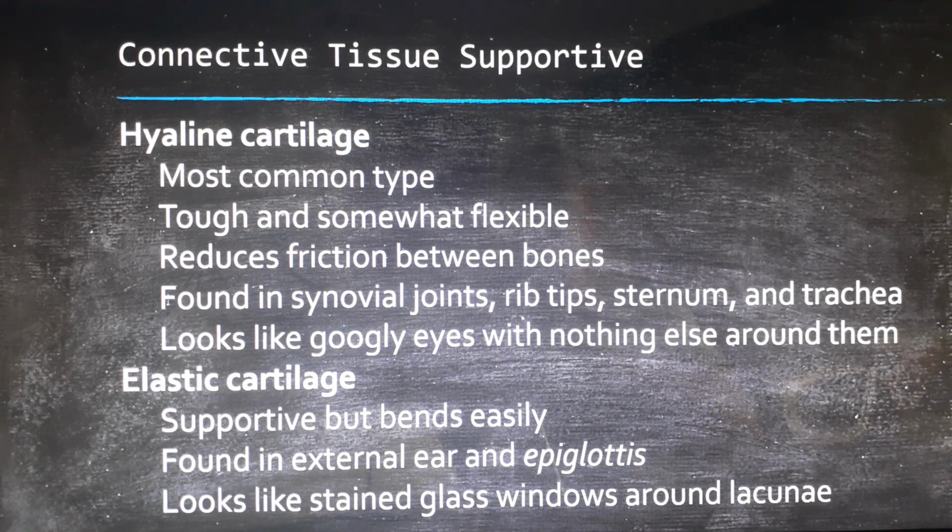The second kind is elastic cartilage. It's a bit more rare. It's only found on your outer ear and epiglottis. The epiglottis is the flap that goes back and forth and covers your trachea when you're swallowing food and covers your esophagus when you are breathing. And if you look at elastic cartilage, the slide kind of looks like our googly eyes are in a stained glass window with a thick, dark border. That's the elastic fibers that are inside elastic cartilage.